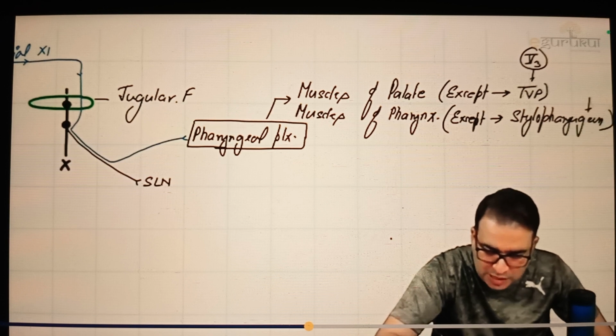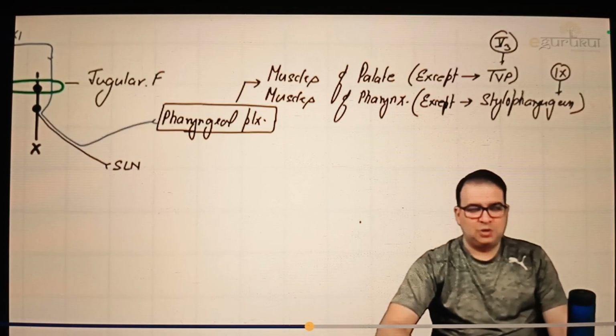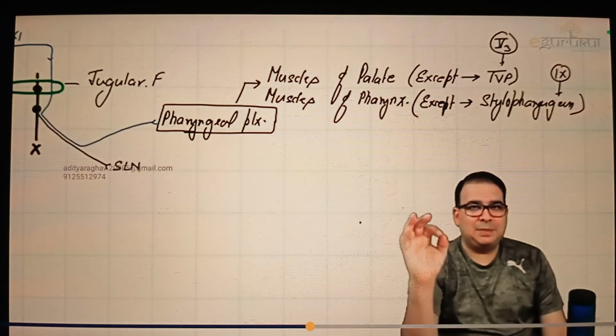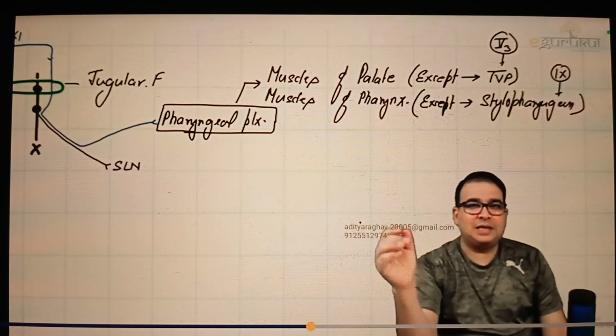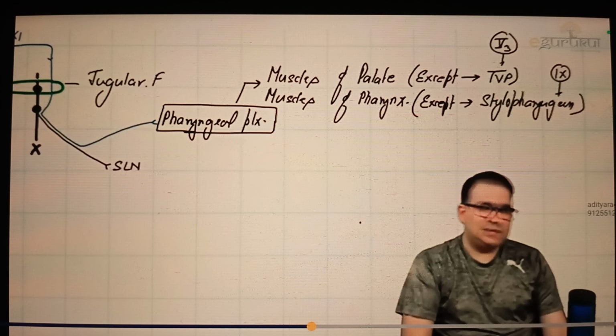Stylopharyngeus. As we said, stylopharyngeus is the only muscle supplied by what now? Glossopharyngeal. So these two exceptions you have to keep in mind. Muscles of the palate except tensor veli palatini, and muscles of the pharynx except stylopharyngeus. Rest everything else, all other muscles of palate.